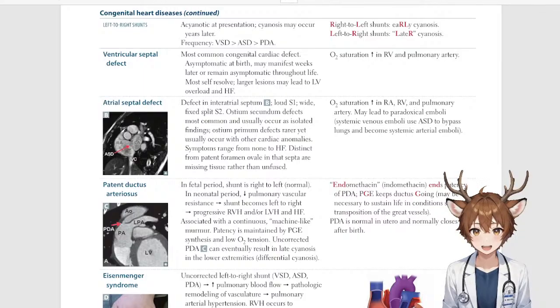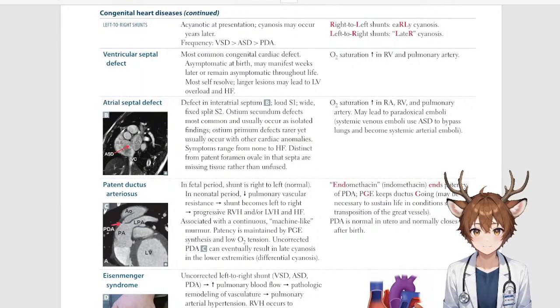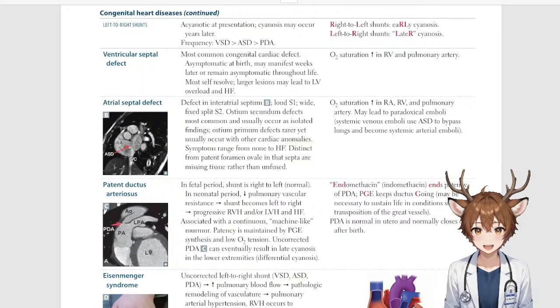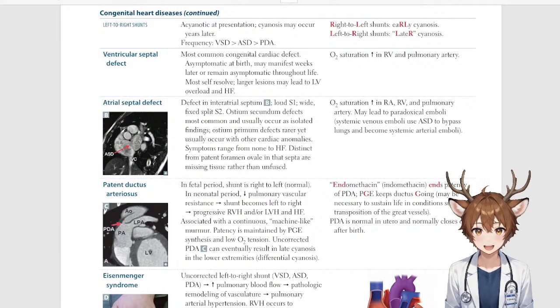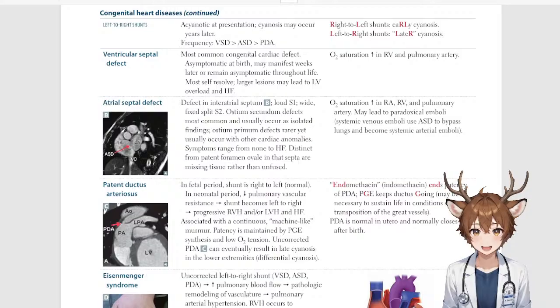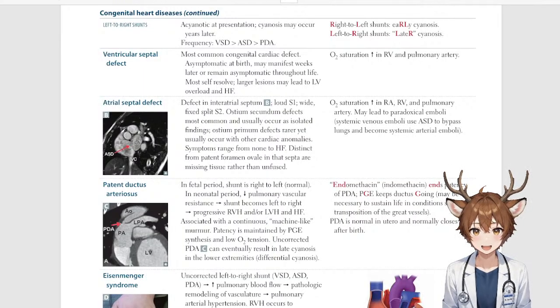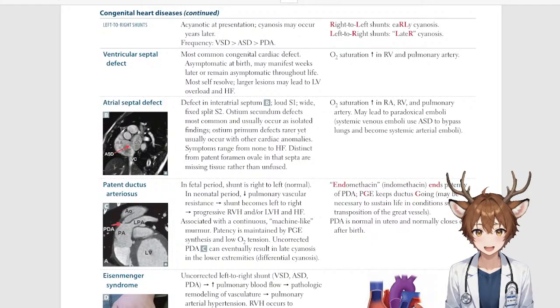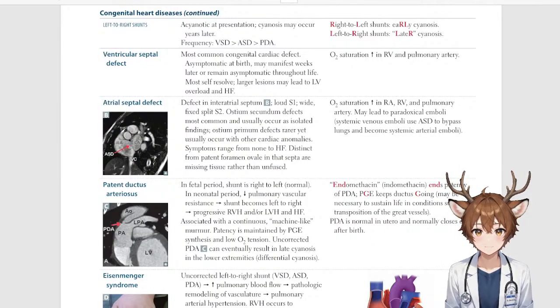Patent ductus arteriosus, PDA. In the fetal period, the shunt is right to left, which is normal, but in the neonatal period, a decrease in pulmonary vascular resistance leads to a shunt that becomes left to right, leading to progressive right ventricular hypertrophy and/or left ventricular hypertrophy and heart failure. Associated with a continuous machine-like murmur, important to know. Patency is maintained by prostaglandin E synthesis and low O2 tension. Uncorrected PDA can eventually result in late cyanosis in the lower extremities, differential cyanosis. PDA is normal in utero and normally closes soon after birth, though.